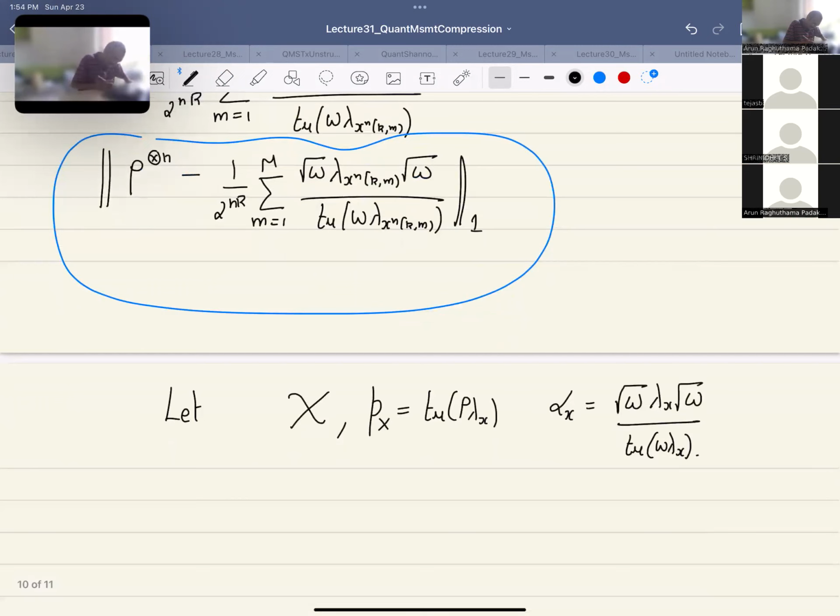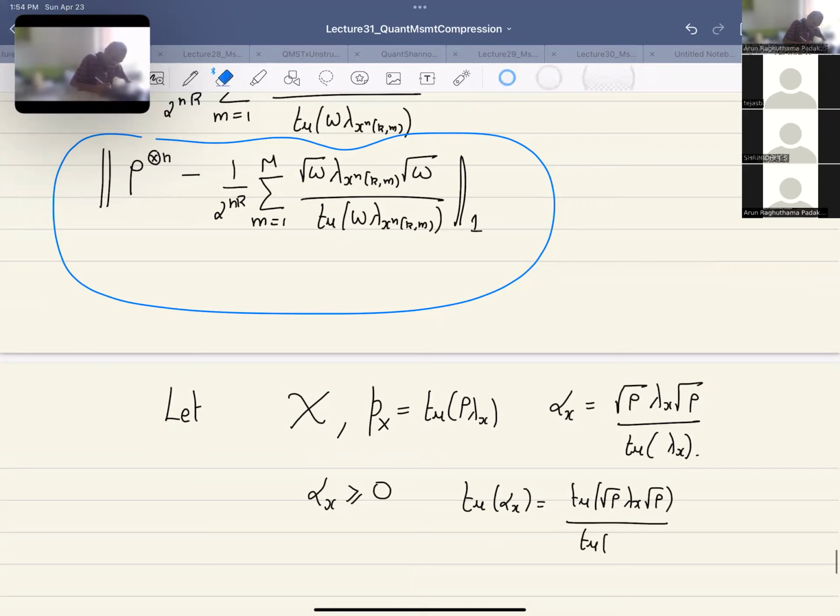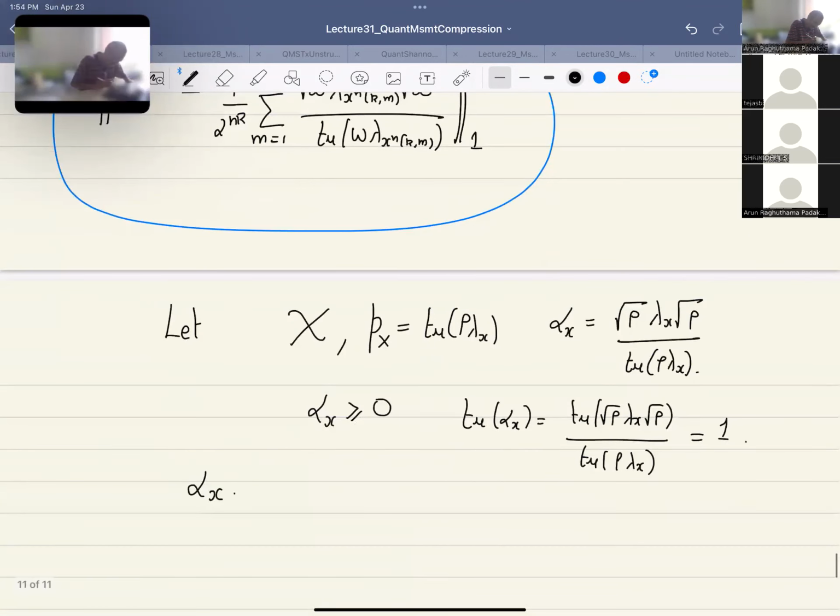Is alpha x a state? Alpha x is definitely greater than or equal to 0, no doubt about that, since lambda x is greater than 0. What is trace alpha x? Trace alpha x is trace root rho lambda x root rho divided by trace rho lambda x, which is 1. So alpha x is a state. Awesome. I have an ensemble of states now.